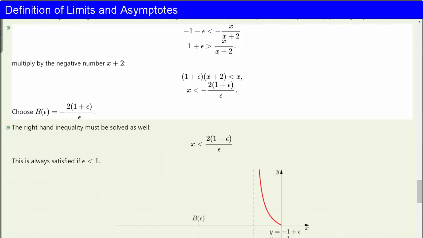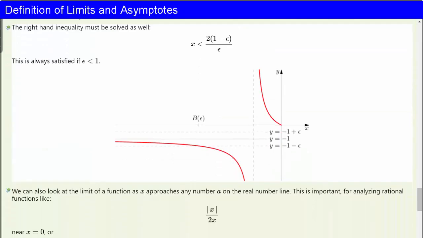The restriction is x must be less than minus the ratio 2 times 1 plus epsilon divided by epsilon. This is a perfectly reasonable restriction on x, and you can choose capital B of epsilon equal to minus the ratio 2 times 1 plus epsilon over epsilon to satisfy this first constraint.